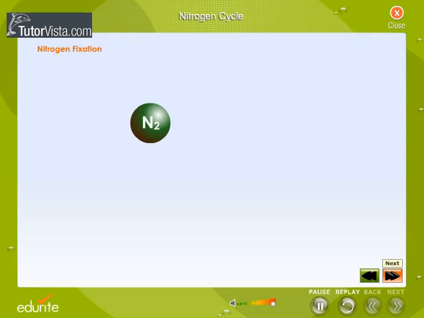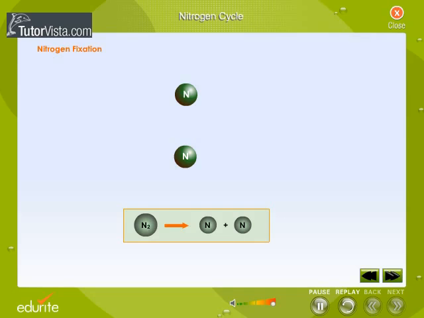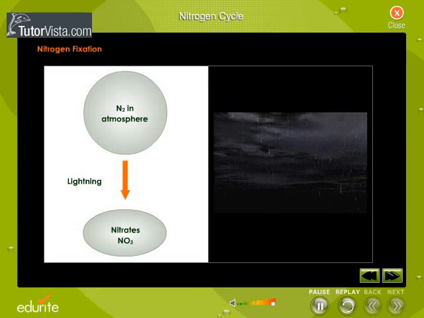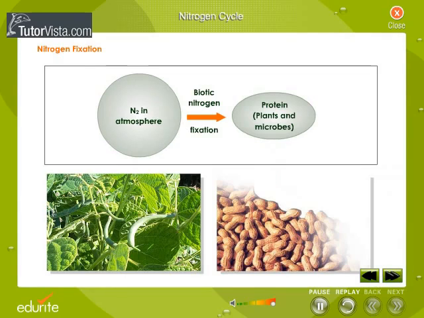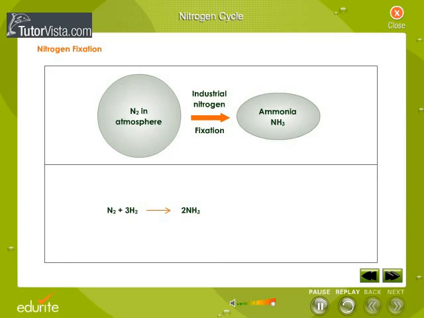Nitrogen fixation. The nitrogen molecule N2 is quite inert. To break it apart so that its atoms can combine with other atoms requires the input of substantial amounts of energy. Three processes are responsible for most of the nitrogen fixation in the biosphere: atmospheric fixation by lightning, biological fixation by certain microbes, alone or in a symbiotic relationship with plants, and industrial fixation.